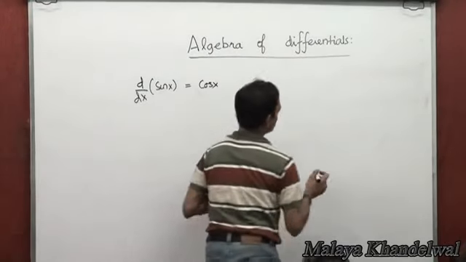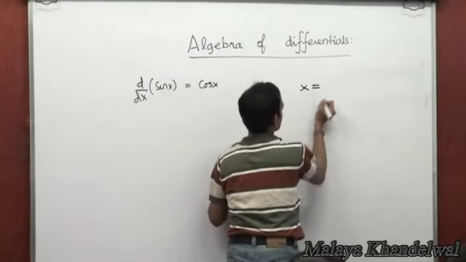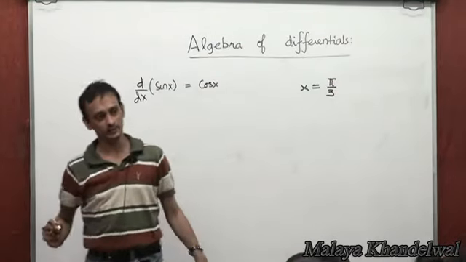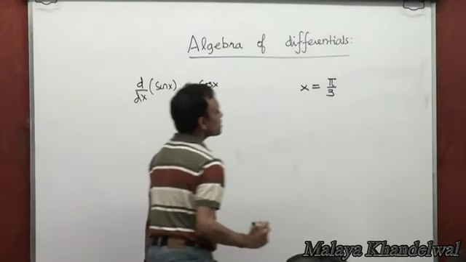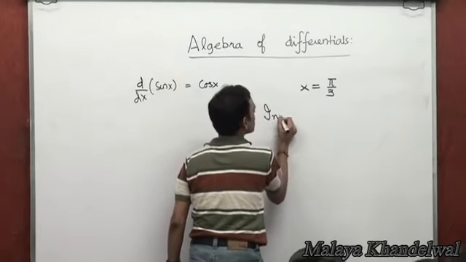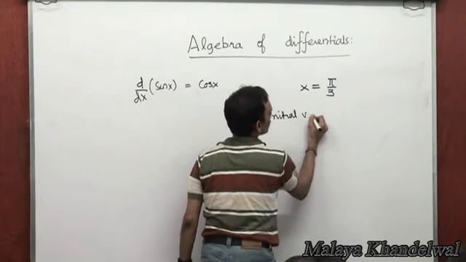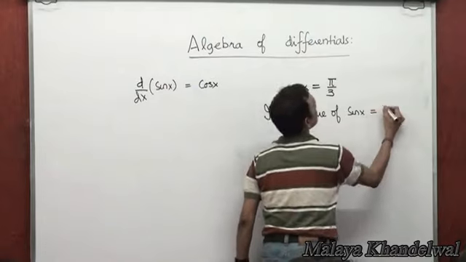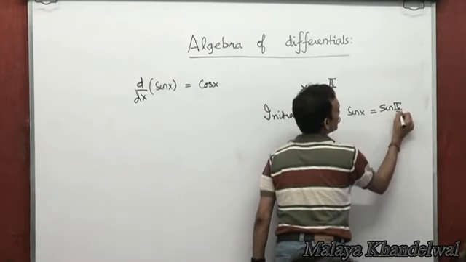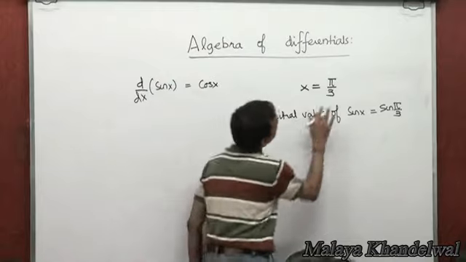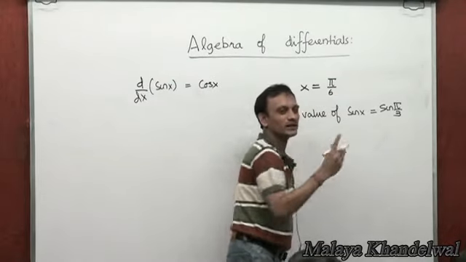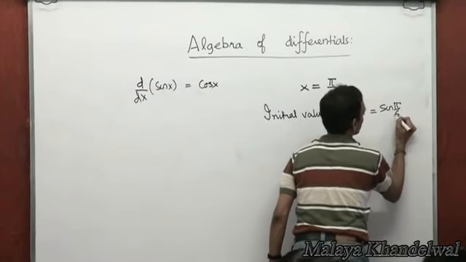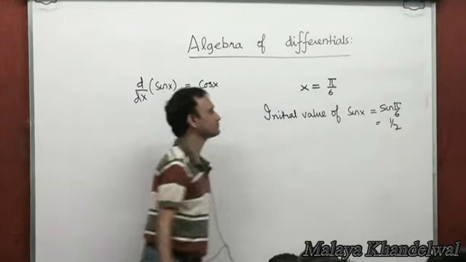Say x is pi by 3. Then the initial value of sine x is sine pi by 3. Let me call it pi by 6 so that it's easier to compute, right? 30 degrees, which is half.